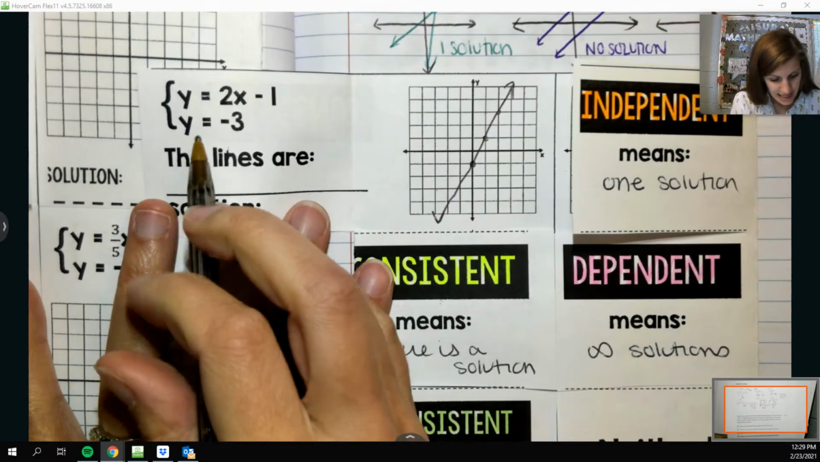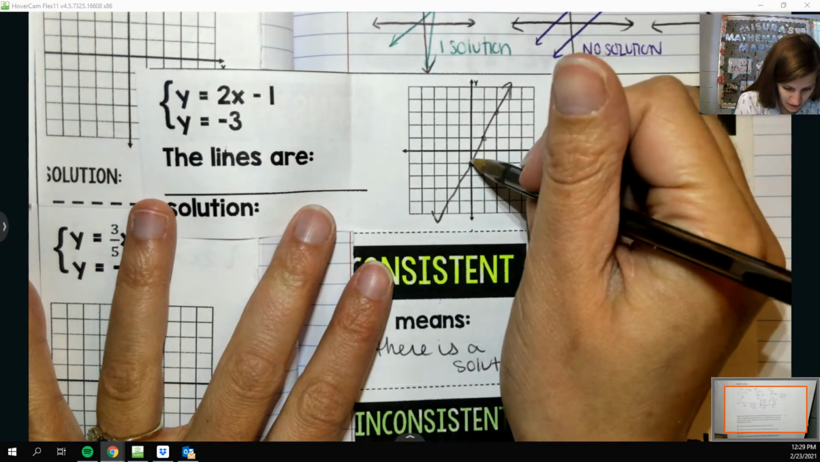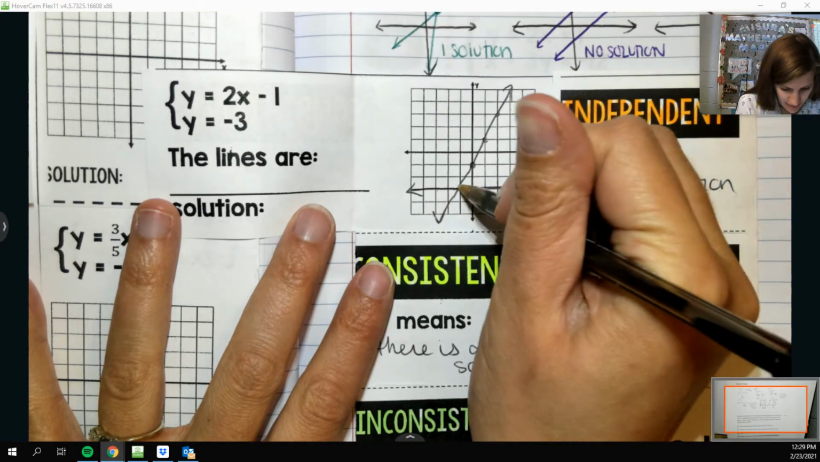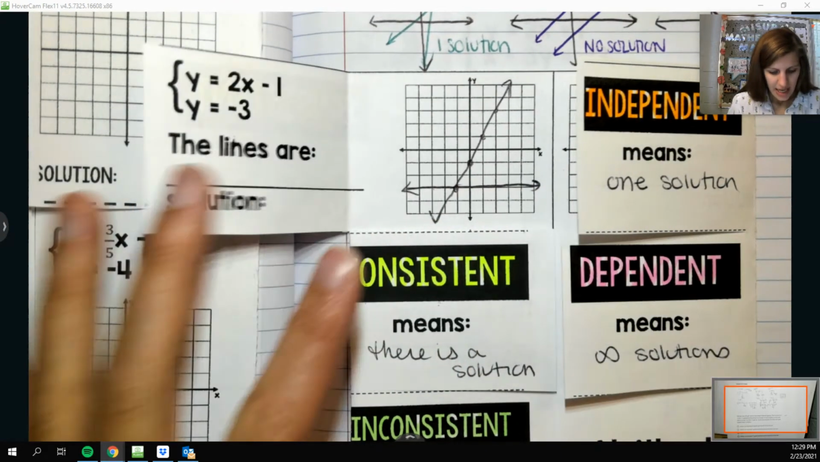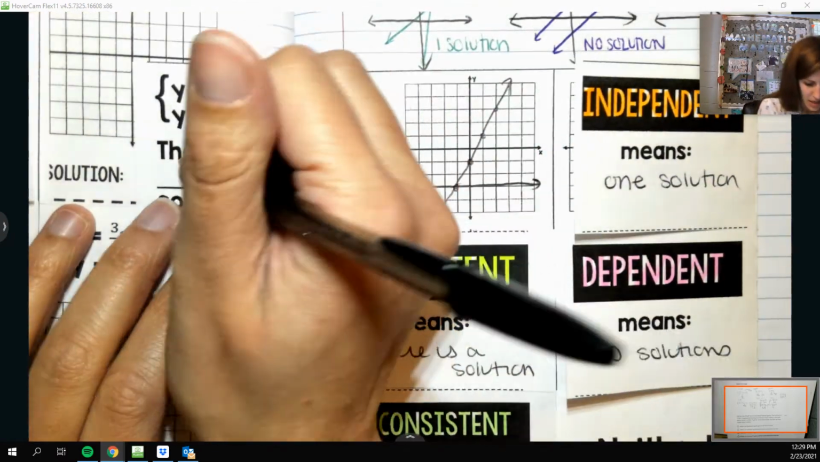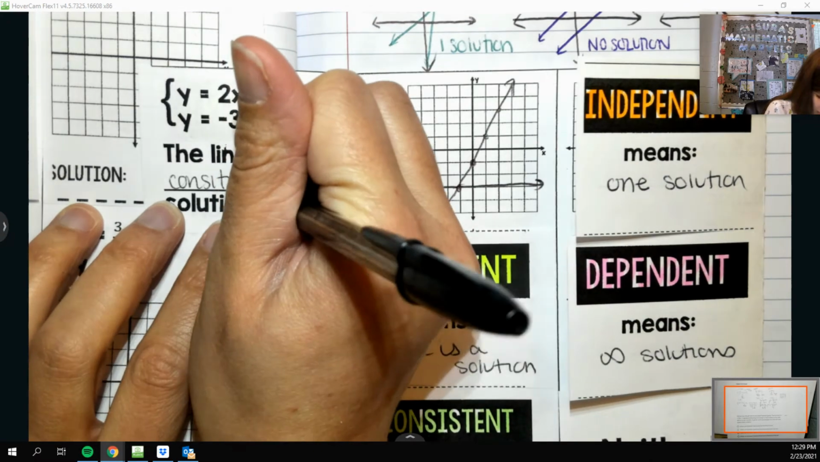And then this line has no slope. It's just going to go through -3. And because they touch once, it has a solution, and there is one. So they are consistent, independent.